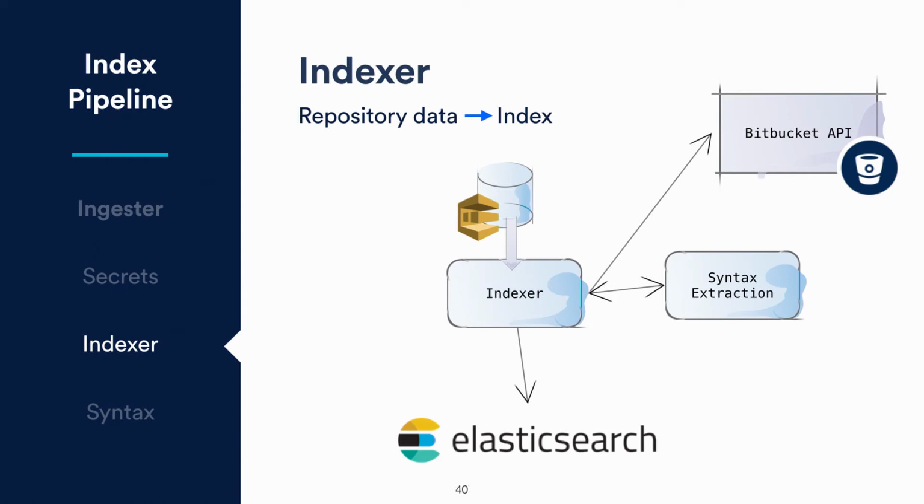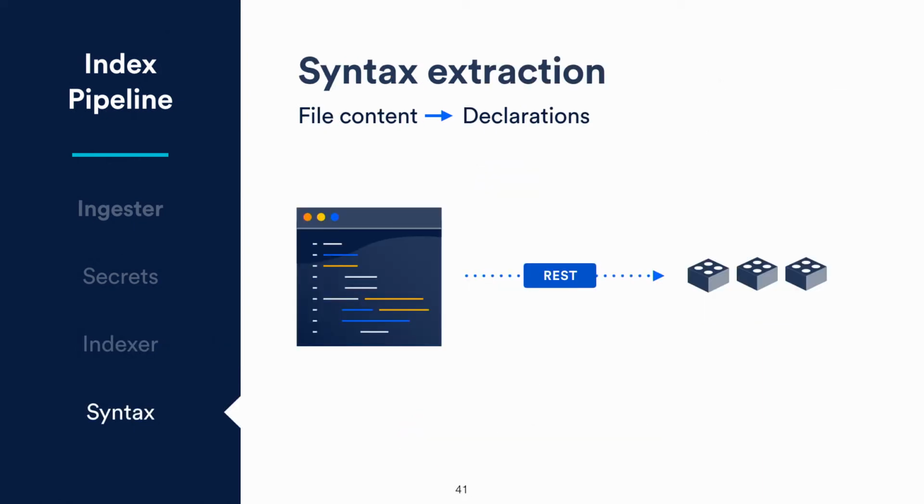Part of the transformation, and I mentioned that initially, is also doing syntax extraction, and for that we use a dedicated service. It's a dedicated service because we want to be able to scale this service out individually. Its API is extremely simple. Think of it as being a function from file content to a list of qualified declarations. Whilst the API is simple, the service unfortunately is not.